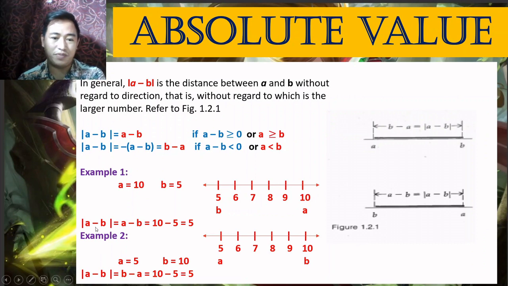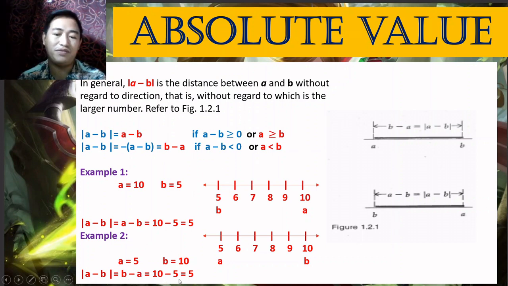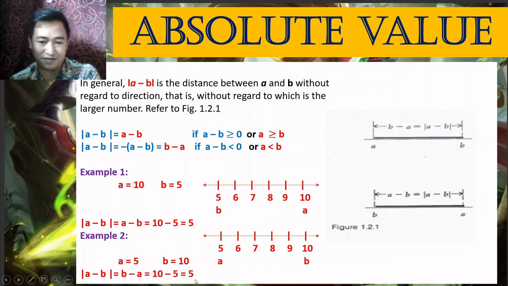Example number 2. Okay, what if B is bigger now? B is now 10, A is 5. In this case, class, we use B minus A, because B is bigger. So B minus A is just equal to 10 minus 5, which is just equal to 5.